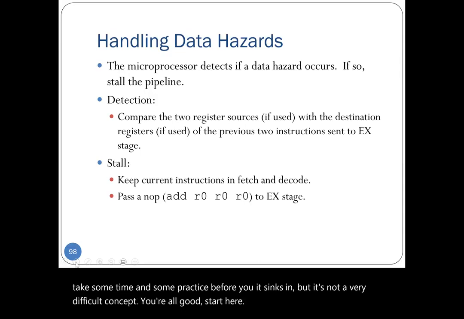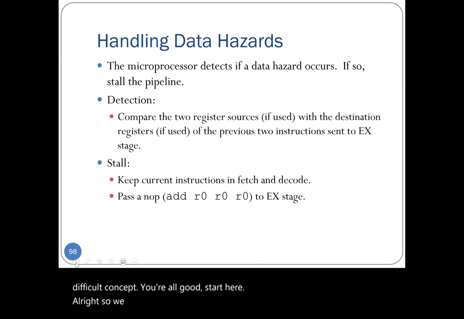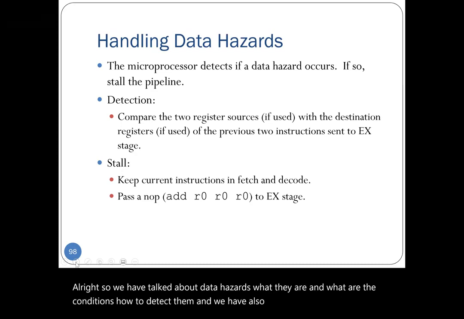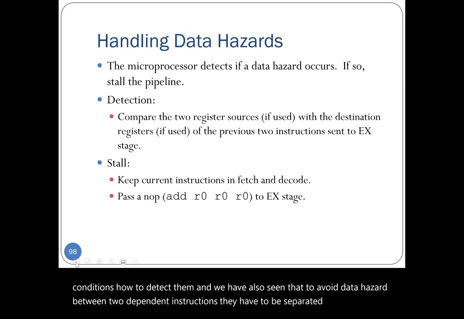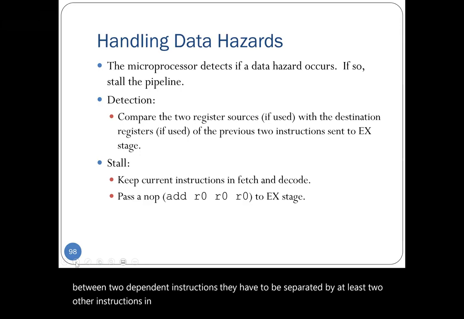So we have talked about data hazards, what they are, what the conditions are, and how to detect them. And we have also seen that to avoid a data hazard between two dependent instructions, they have to be separated by at least two other instructions in our pipeline. So the next thing we want to figure out is how to handle these data hazards in the pipeline.